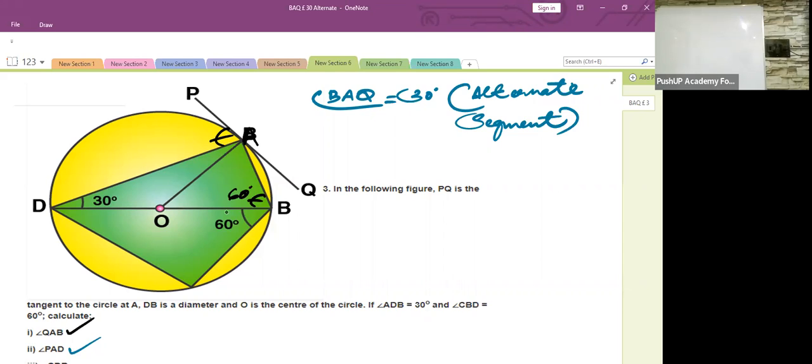AOB will be 60 degrees. Where was the reason? You better study and come. The moment I ask you something, explain to me the way I do in the class.